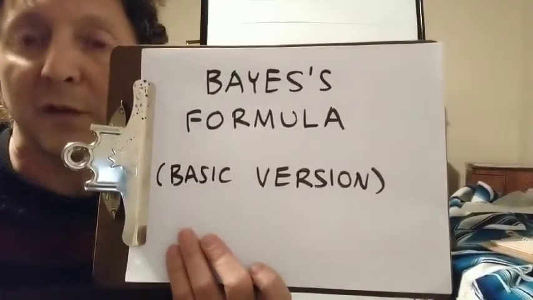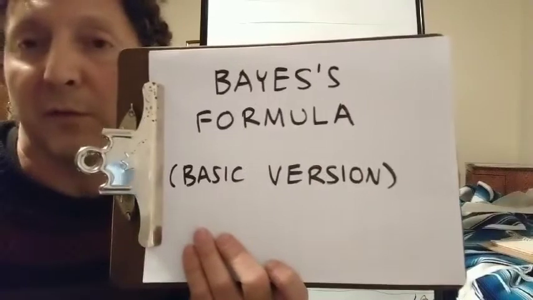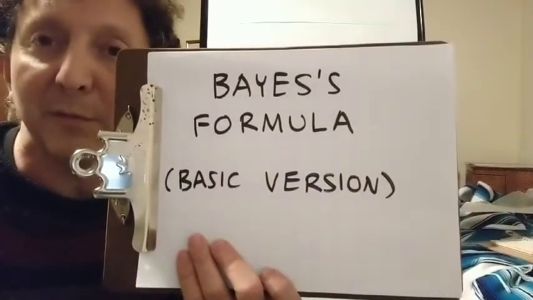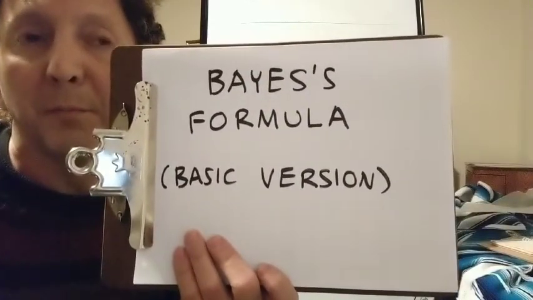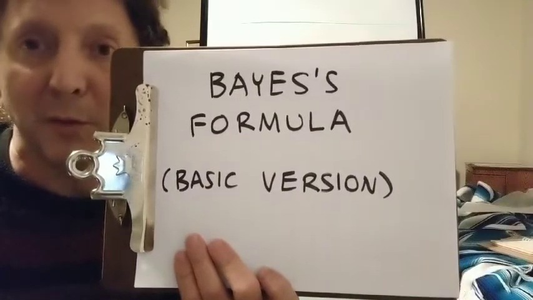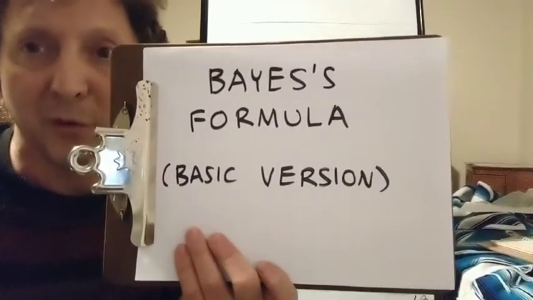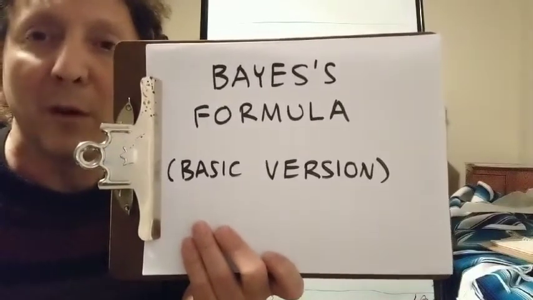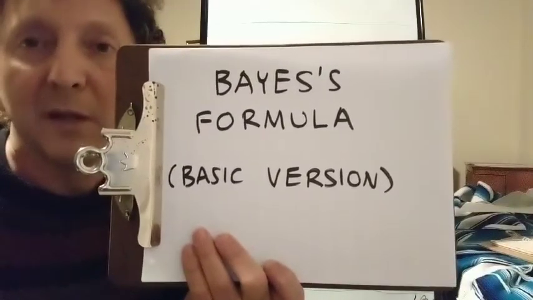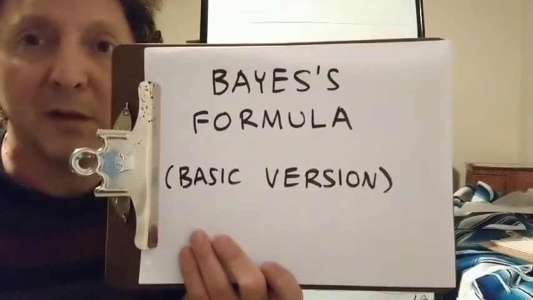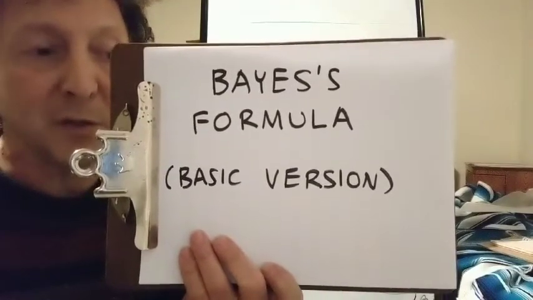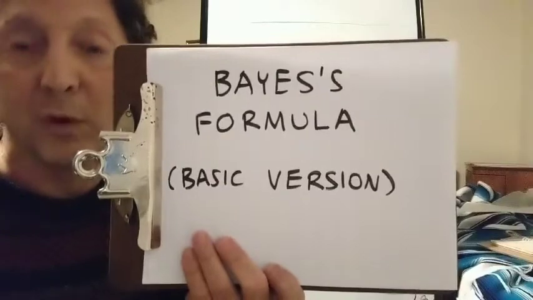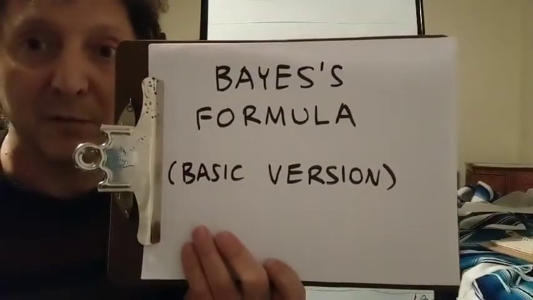Sometimes we're interested in stating an opinion of the form probability of A given B, but we find it much easier to compute the probability of B given A. And those two things are not interchangeable. They're not the same probabilities. One of the most important theorems in conditional probability is Bayes' formula, which tells us how to convert one of those conditional probabilities into the other.